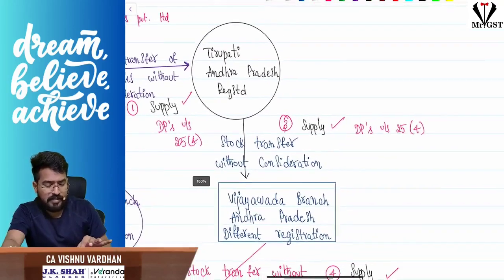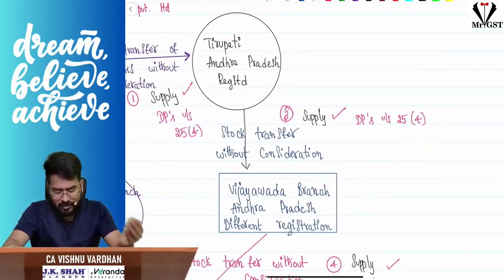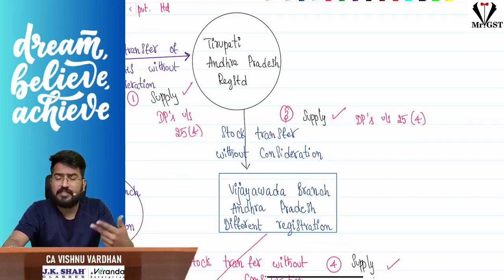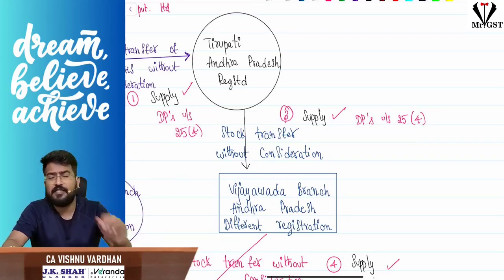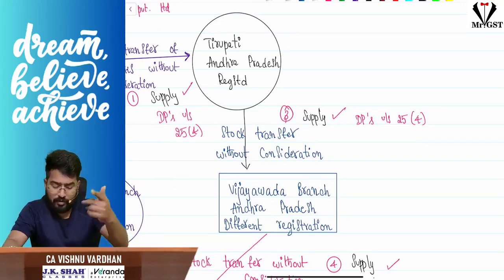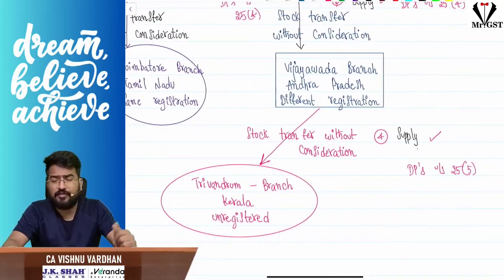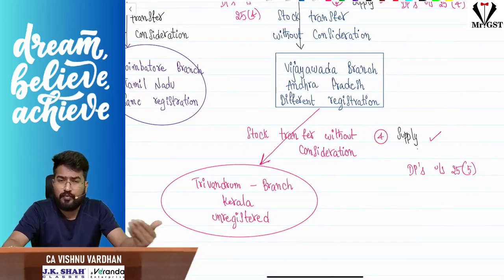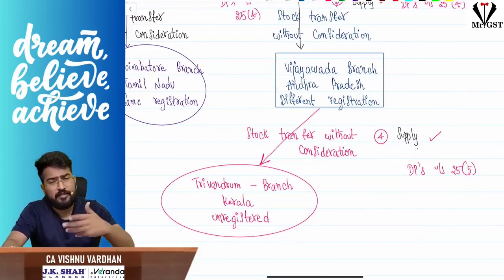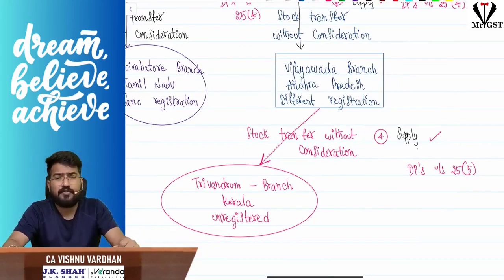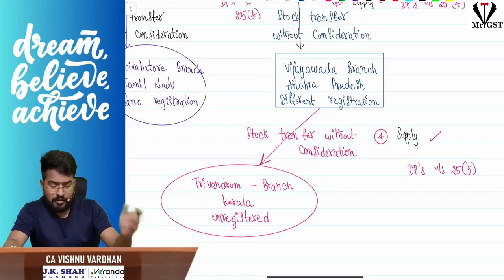Same way here in the examples, if you see Tirupati Andhra Pradesh, Vijayawada Andhra Pradesh branch, both are having different registrations. Subsection 4 says two different registrations, same state or different state, it doesn't matter. Both are called distinct persons and hence it is supply even though without consideration. Next, the fourth situation satisfies 25 subsection 5. One state registered, another state unregistered. So stock transfer without consideration in the course or furtherance of business, that is also supply. So hope that is clear for you.